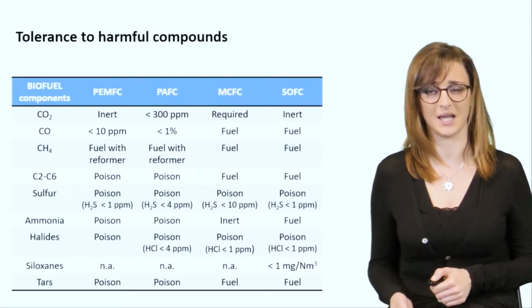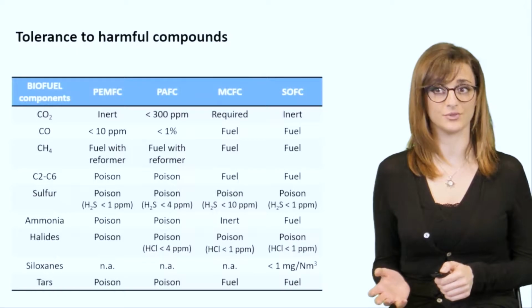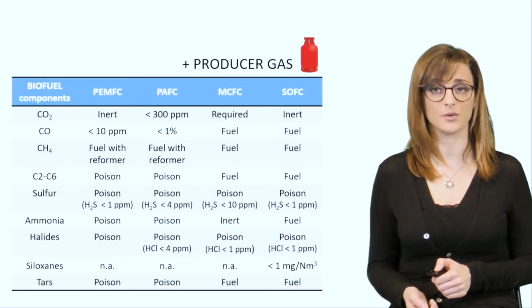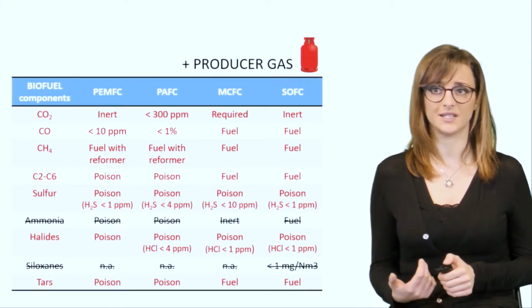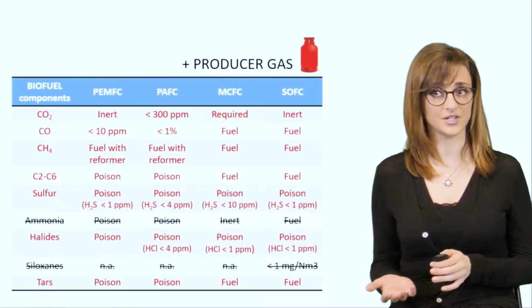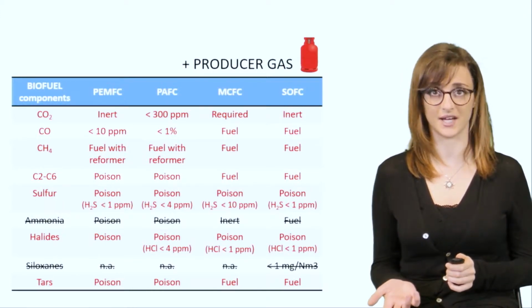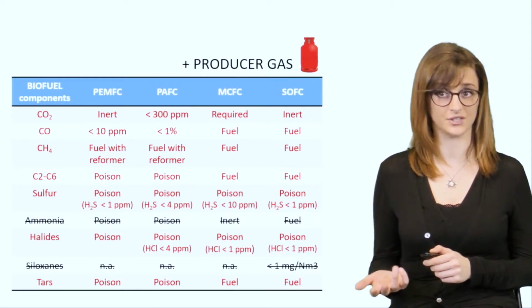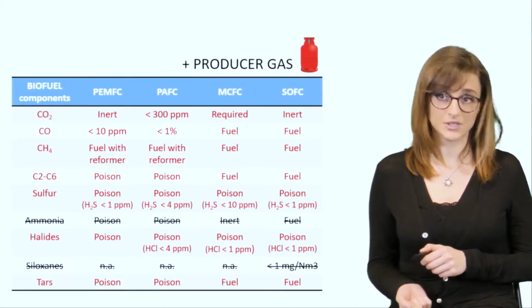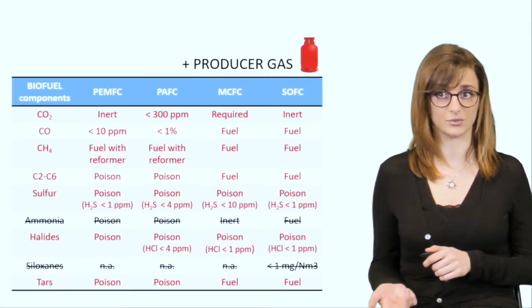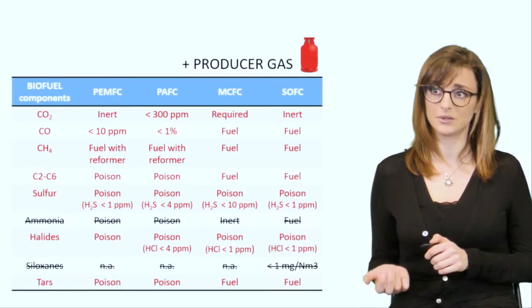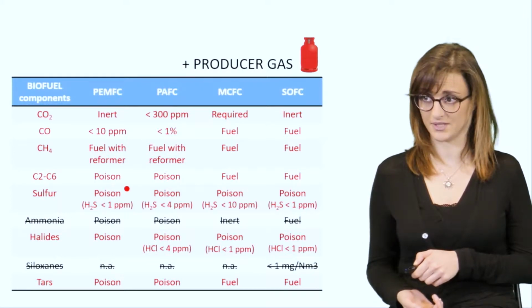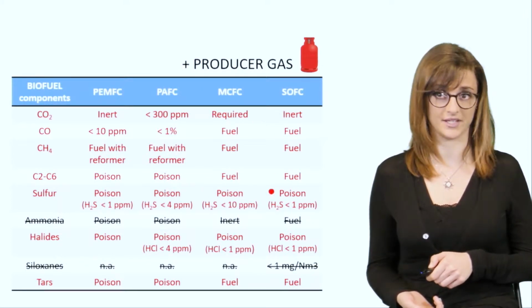Let's go more in detail about the most important biofuels that we have addressed in this course. Let's talk first about producer gas. Producer gas is a mixture of hydrogen, carbon monoxide, carbon dioxide, nitrogen, and some small amounts of halides, sulfur, and tars. So the low temperature fuel cell is more critical with this fuel, while the high temperature fuel cell can tolerate some of the contaminants and also the gases other than hydrogen.